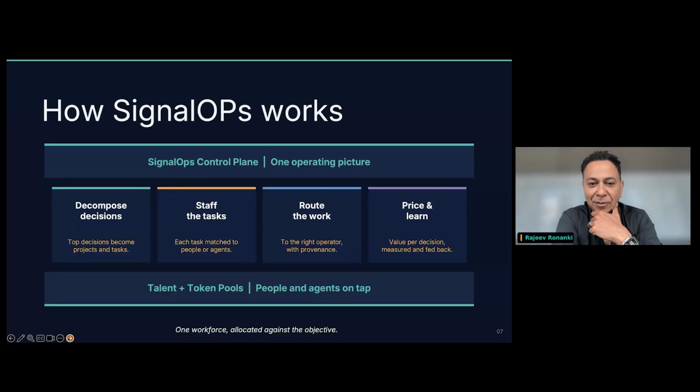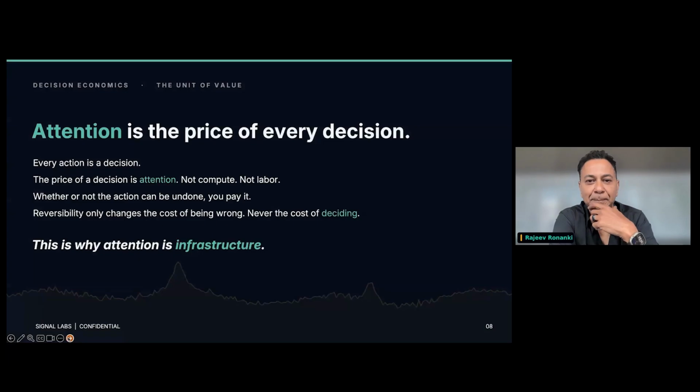What's the cost of inaction? What's the cost of a two-way decision? What's the cost of an irreversible decision? So that we're entirely clear on the economics of every decision that's happening, supported and enabled by the talent and token pools that make up the workforce. They're on tap. How you route, allocate, and manage that workforce is really the offering that we're creating.